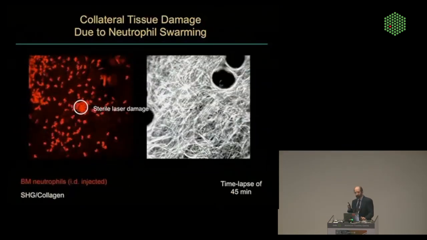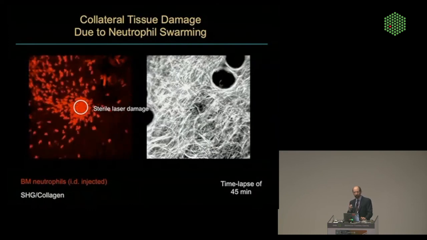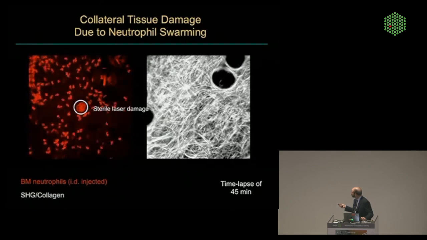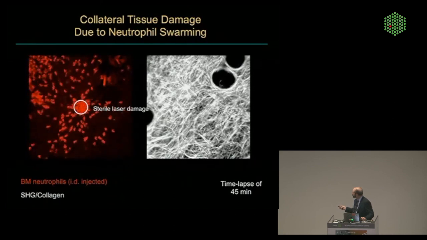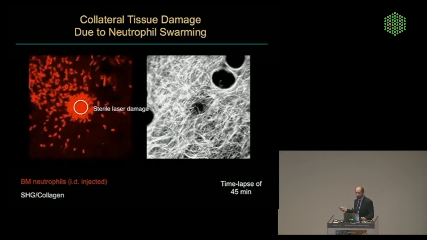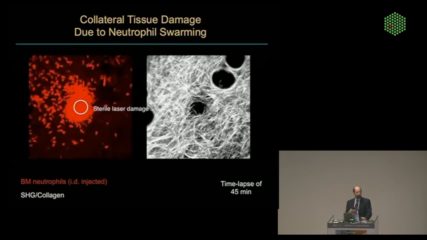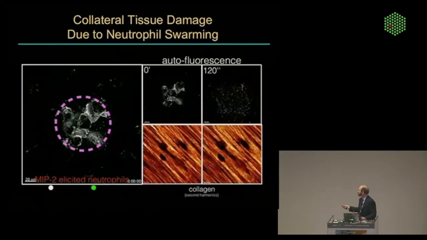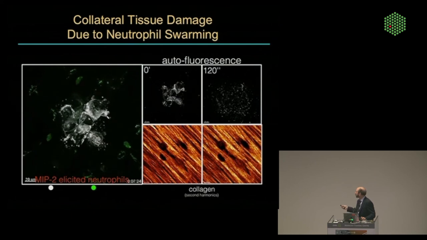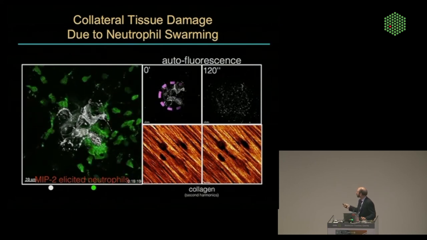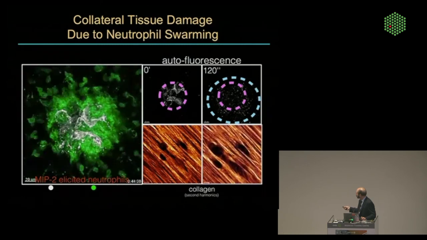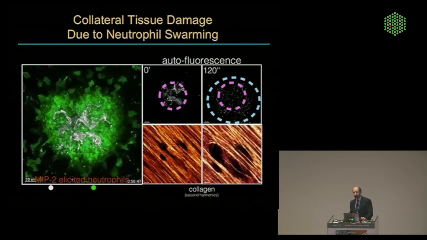The problem with neutrophils is they're very useful. You don't want to be without your neutrophils, but this is the collagen in the dermis, and you see that where you get the swarm, you get a hole. So you're getting tissue damage as a consequence of having this inflammatory response. We put this into the peritoneal model, so here's the damaged area. Here come the neutrophils. You can see they digest the damaged material over time, but if you look down here, you see they also make holes in the collagen matrix.